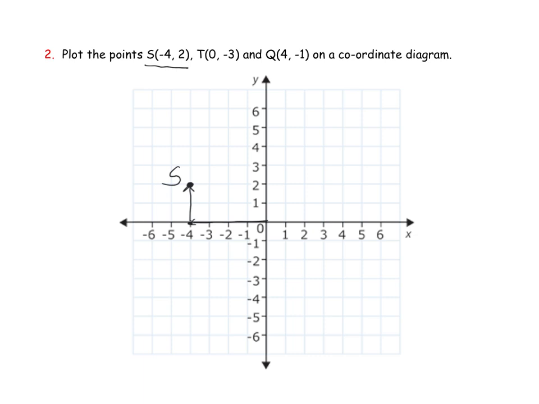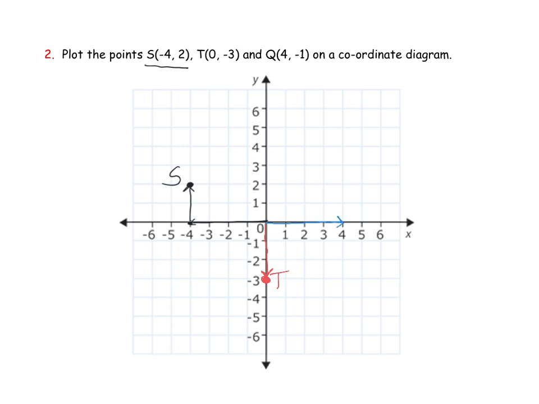T then, we're going along the road first. So we actually don't go anywhere along the road because it says 0. But we are going down 3. So point T is here. And finally, we have Q. Q is the point (4, -1). So for 4, we go across 4.